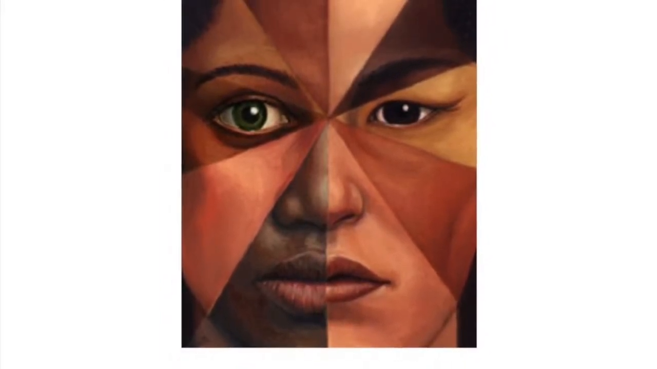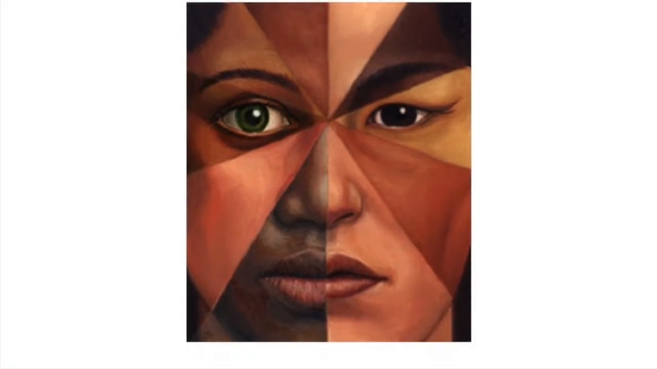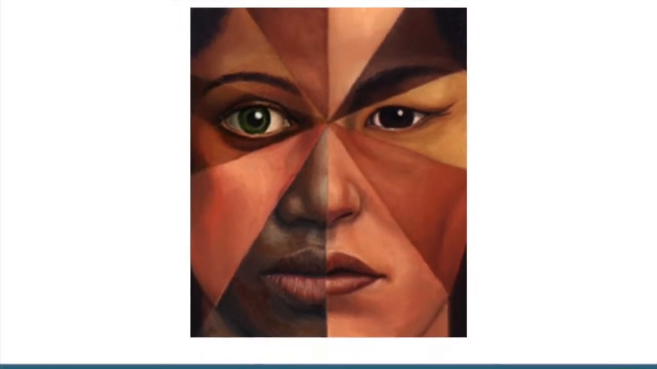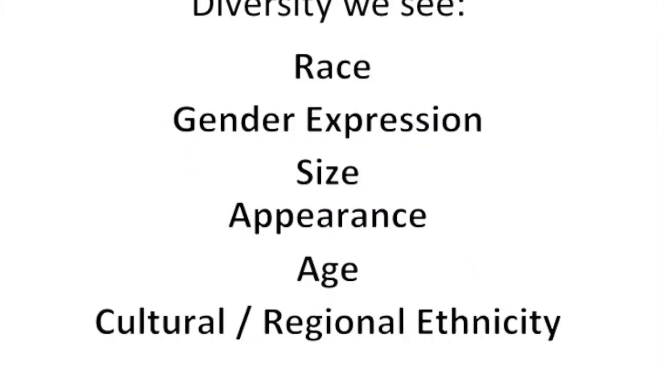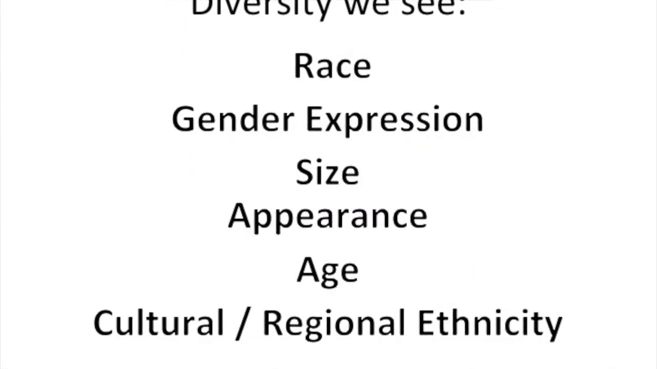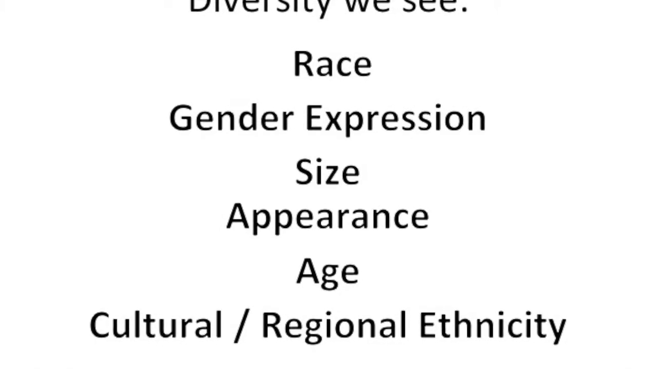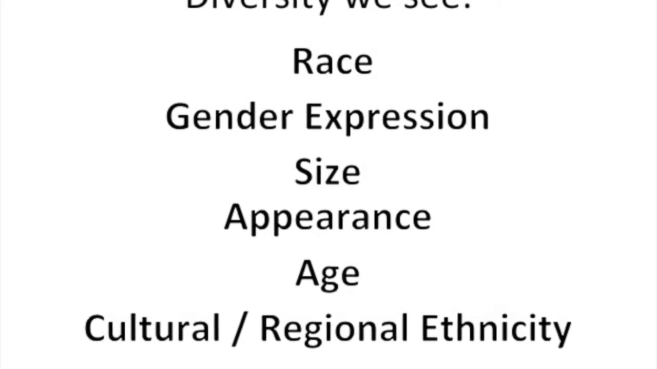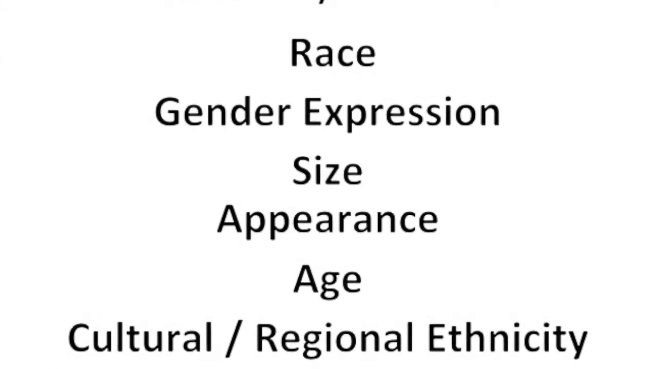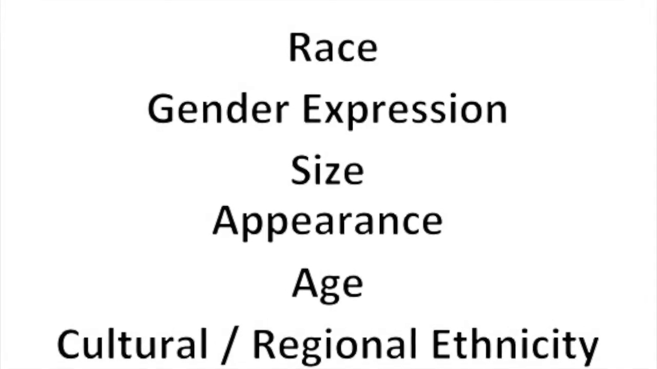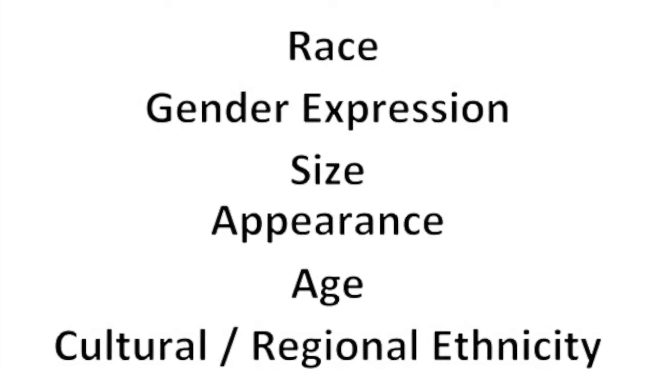So when students look at you, some of the diversity that they see may pertain to things like your race, your gender expression, your size, appearance, age, cultural and regional ethnicity, if that is somehow coded through certain kinds of adornments. Now, likewise, when students look at you, what don't they see that is salient to the identity of who you are?